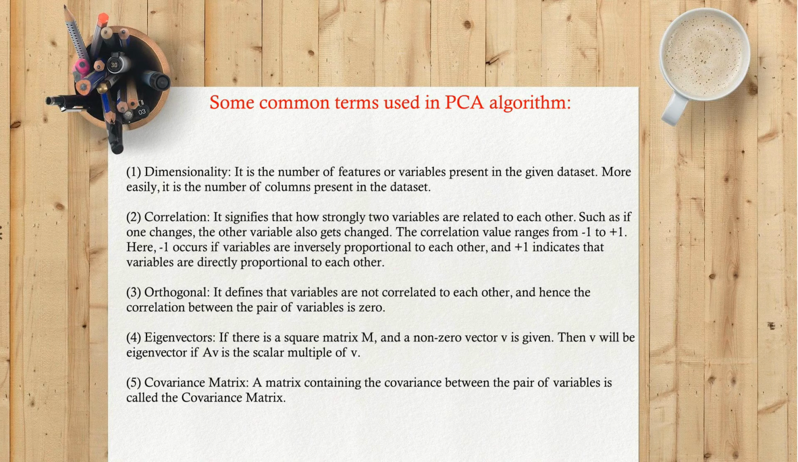4. Eigenvectors. If there is a square matrix M, and a non-zero vector V is given, then V will be an eigenvector if Mv is a scalar multiple of V. 5. Covariance matrix. A matrix containing the covariance between the pair of variables is called the covariance matrix.